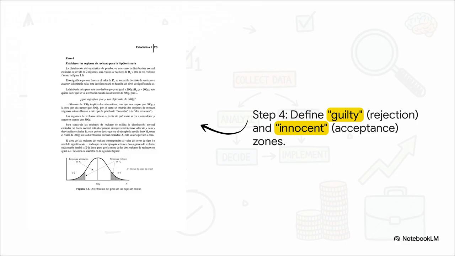That huge area in the middle, that's our region of acceptance. If our evidence lands there, we're going to stick with our innocent assumption. But those little shaded areas on the ends, in the tails, those are the regions of rejection. If our evidence falls in there, it's just so unusual, so far from what we expected, that we have no choice but to reject our initial assumption.